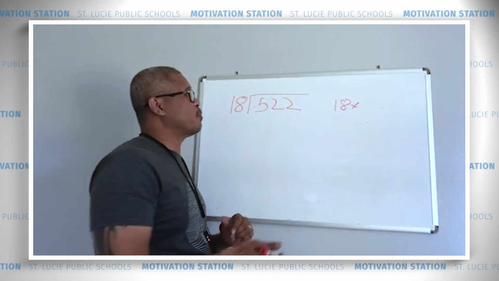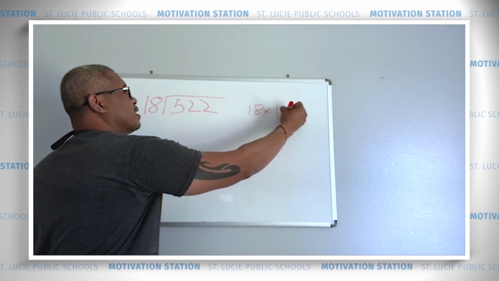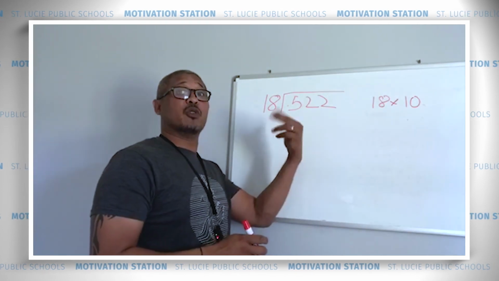So I'll tell you what, I'll do you one better. I'll start you off. 18 times 10. Let's go with that. You don't have to use 10. You can use 20. You can use 30.